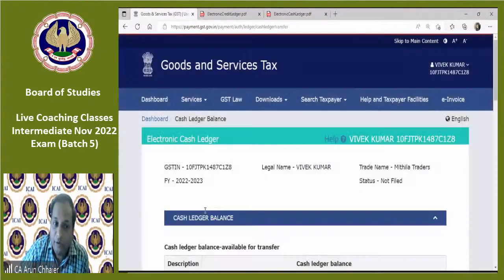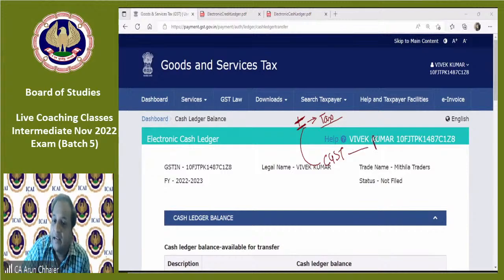Now, suppose when you are depositing the cash, you have deposited the cash under the IGST major head and the minor head is tax. Now, for a particular tax period, you require the amount in the CGST and under late fees. Section 49 subsection 10 says you can use the PMT09 to transfer the cash.